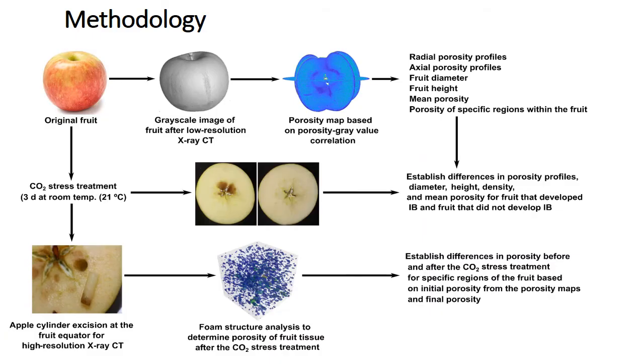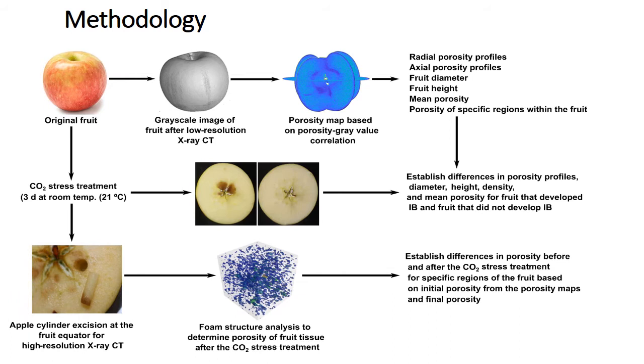Fuji apples were harvested from the Ceres area during the commercial harvest window in the 2018-2019 growing season. 34 intact fruit were scanned using low-resolution X-ray CT before subjecting the fruit to carbon dioxide stress to determine porosity profiles, fruit size, and porosity. This enabled us to have a grayscale image and a porosity map of each intact fruit before treating the fruit with carbon dioxide. Carbon dioxide stress was achieved by storing the fruit in an environment with 50% carbon dioxide for 3 days at room temperature.